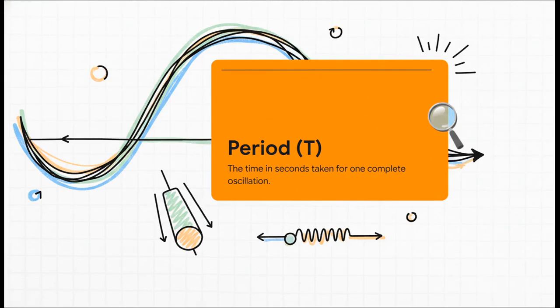But what about time? How long does one full trip take? From one side all the way over to the other and then all the way back again. Well, that measurement of time is what we call the period. It's literally just the time it takes for one complete cycle.